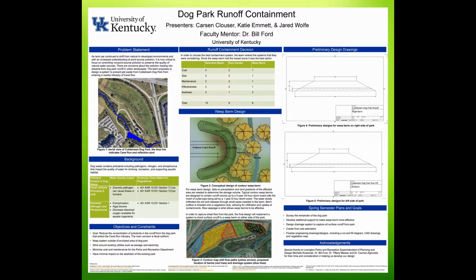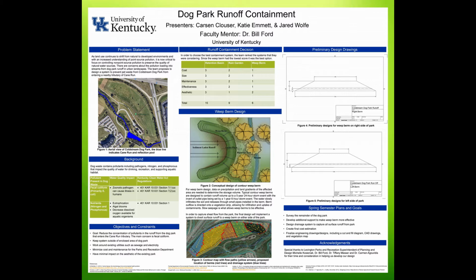In Figure 1, you can see an aerial view of Coldstream Dog Park with the blue line representing Cane Run and a reflection pool that's in the park. So some general background on the issue is that dog waste contains pollutants, including pathogens, nitrogen, and phosphorus mainly, and these impact the quality of water for drinking, recreation, and supporting aquatic habitat.